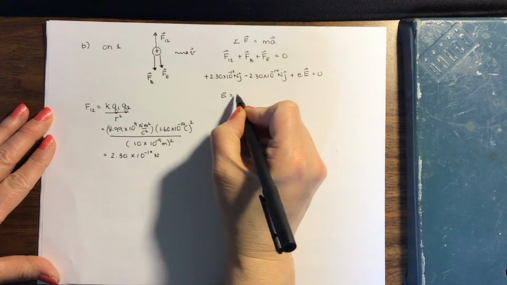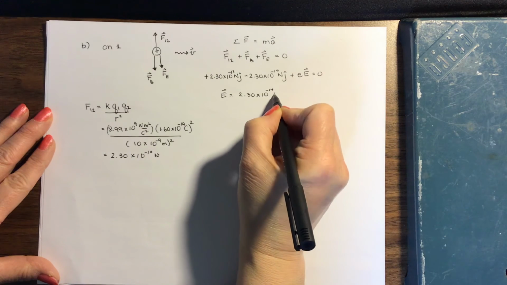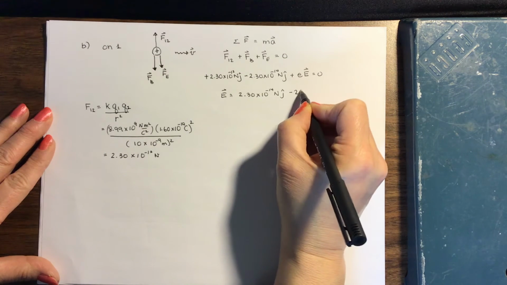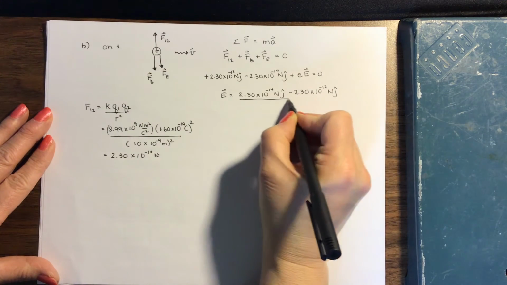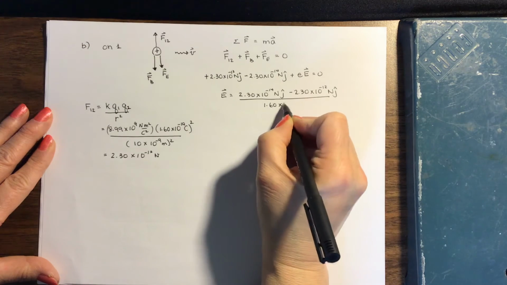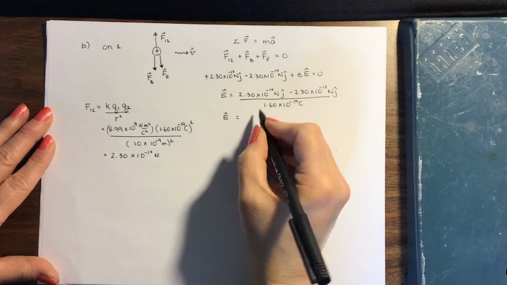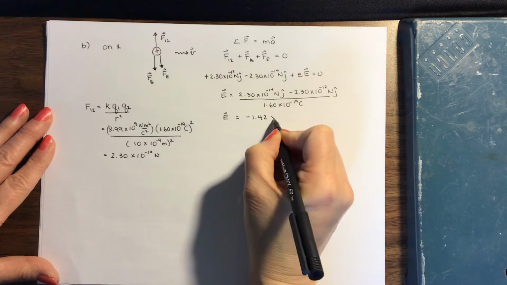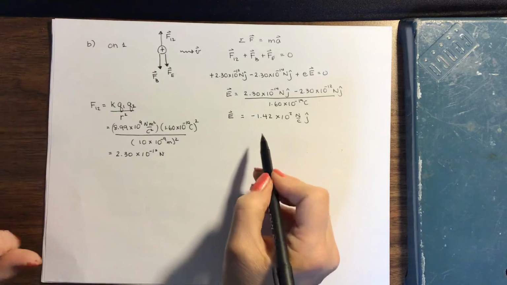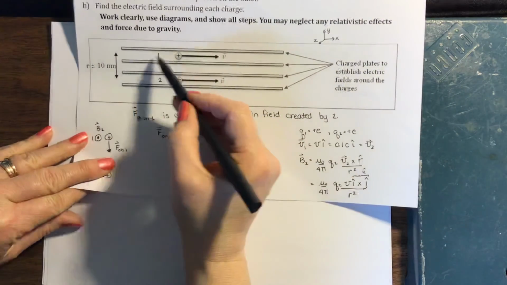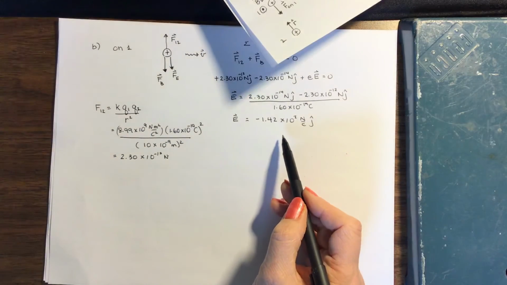So then E is going to be 2.30 times 10 to the minus 14 newtons, J hat, subtract 2.30 times 10 to the minus 12 newtons, J hat, divided by the charge E, to give me an electric field, which is minus 1.42 times 10 to the 7 newtons per coulomb, J hat. Okay, so there's my electric field in this region. So it points down with a magnitude of 1.42 times 10 to the 7 newtons per coulomb.